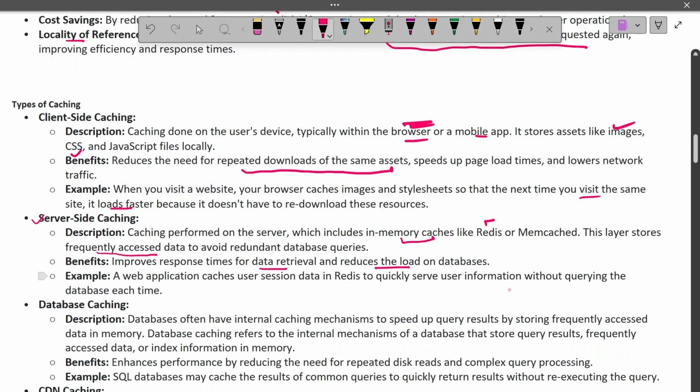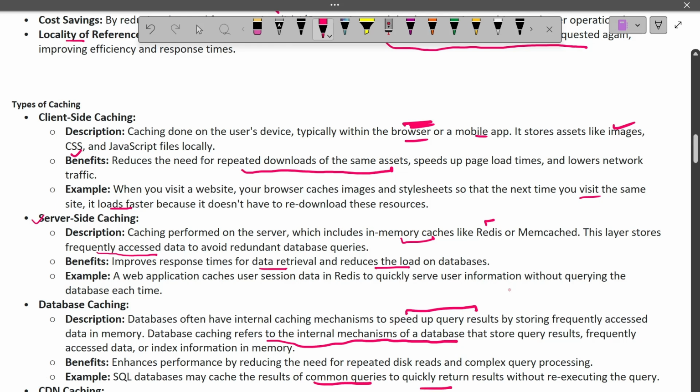The next is database caching. Now, when the database vendor also wants to speed up the query results that it is trying to run, it is referring to the internal mechanisms of the database. The database has its own mechanism of retrieving a certain query from, let's say, a table of 1,000 rows. So all the frequently accessed queries, the common queries and everything, it can try to cache the results of those as well.